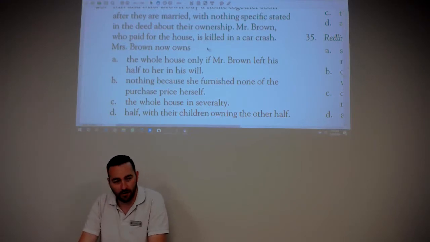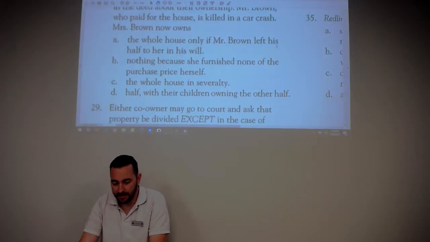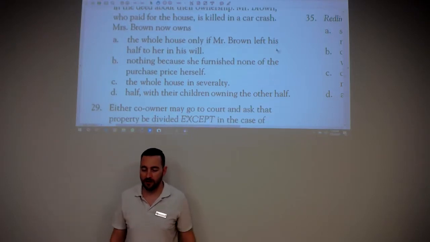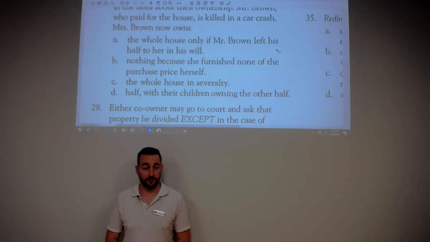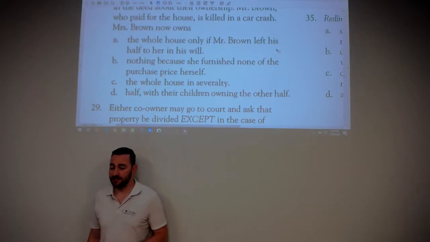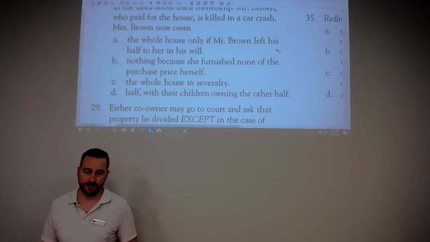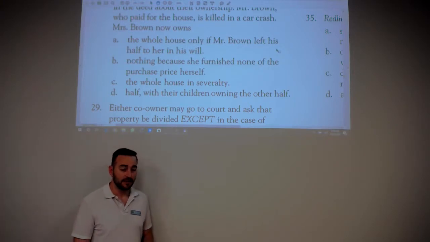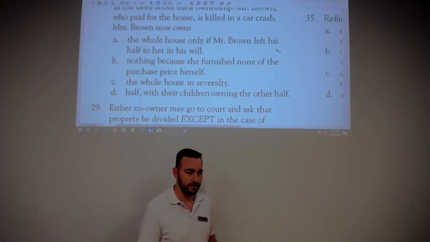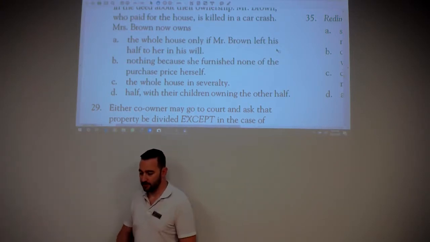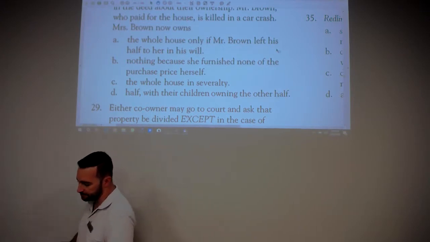Brown now owns: A, the whole house only if Mr. Brown left his half to her in his will. B, nothing, because she furnished none of the purchase price herself. C, the whole house in severalty. Or D, half, with their children owning the other half. C.